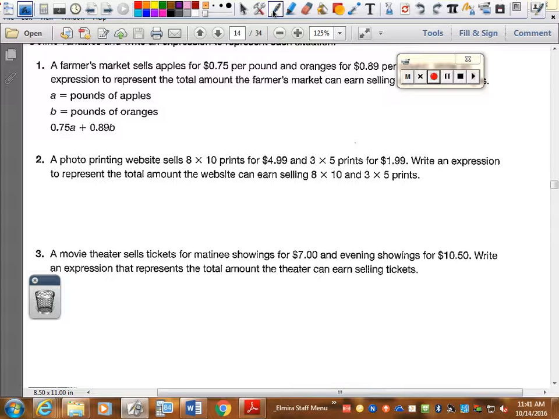So what we need to do first is set variables. So we have 8x10 prints and 3x5 prints. Okay, so we need to make up letters. How about E for 8 and T for 3? Okay, doesn't matter. Make your letters at least make sense, okay?